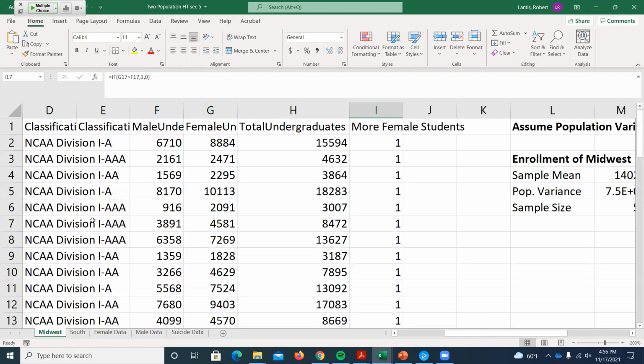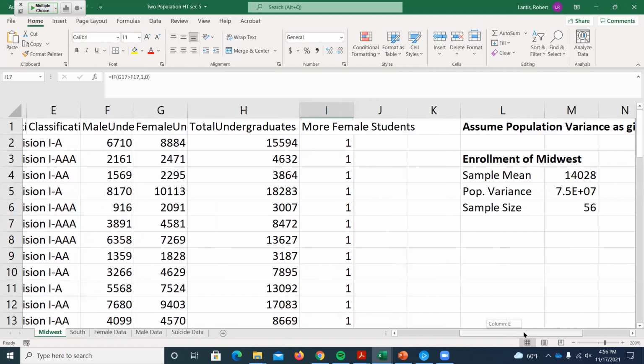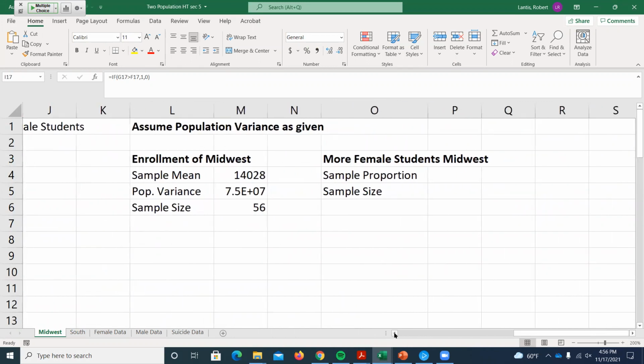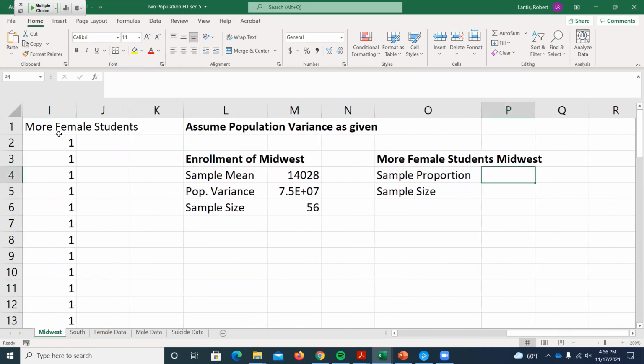Okay. So this was just a collection of D1 universities. So we found the mean enrollment. Now I want to find the sample proportion of schools that have more female than male students in the Midwest. Well, if I have a 1-0 variable and I want to find the sample proportion, how can I do that in Excel? Or we said even by hand, that's simply finding the mean, all right?